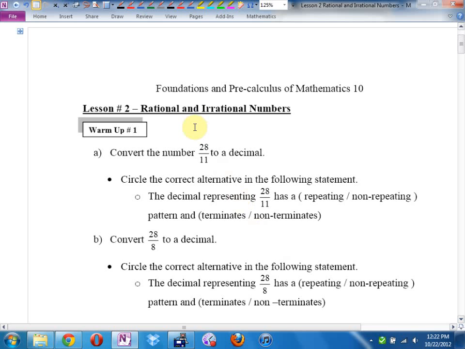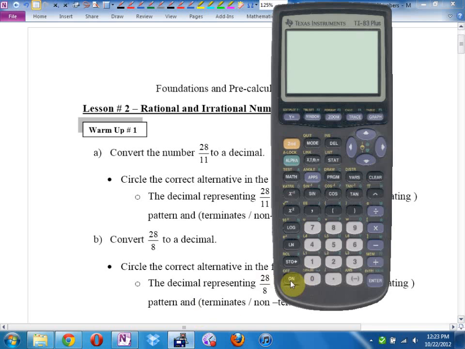Warm-up number 1, it says, convert the number 28/11 to a decimal. How would I convert that to a decimal? Yeah. Good, do it. Go to your calculator. 28 divided by, because over means divided by, 11. Nothing fancy. My calculator, instead of a divided by sign, uses a slash, which looks like a fraction, which is nice because I wrote a fraction. Anyways, what do you get? I get 2.5454545.